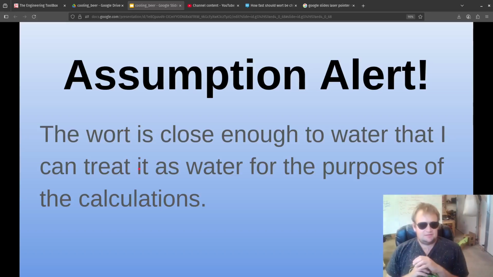Assumption alert slide. The wort is close enough to water that I can treat it as water for the purposes of the calculations. Given that the wort is primarily water, like a very sweet water, I made this assumption. Now, it may not be correct. Well, it isn't correct. But I am assuming that its incorrectness is so small that it won't affect the calculations.